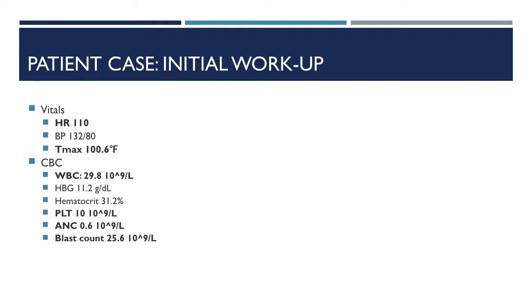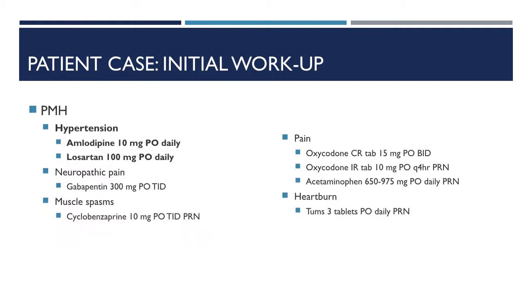His vitals on admission, he was tachycardic and had a fever. His white blood cell count was elevated. His platelets were low at 10. His ANC is 0.6, and his blast count was elevated at 25.6. For his past medications, he has hypertension, so he takes amlodipine and losartan. Otherwise, the rest of these medications are for supportive care to assist him since he started his cancer treatments.